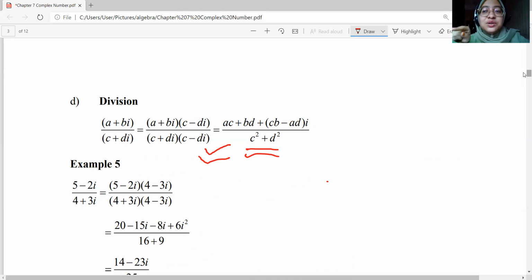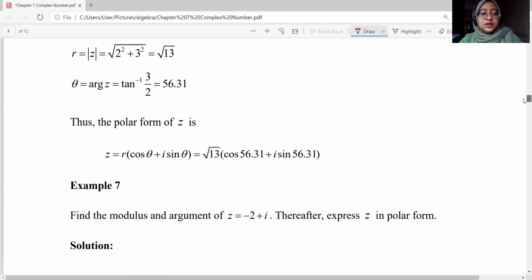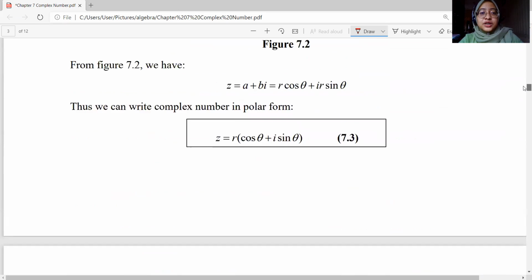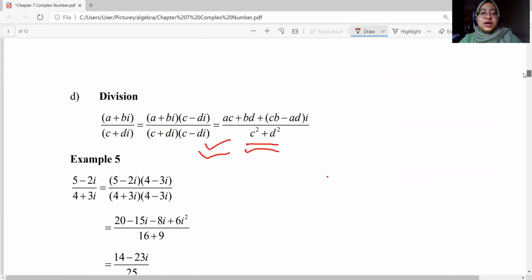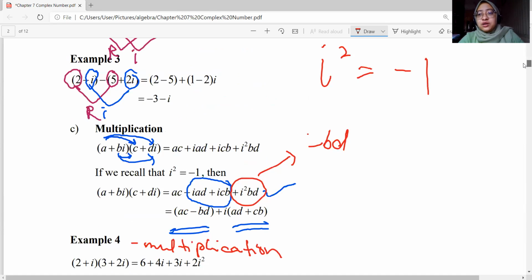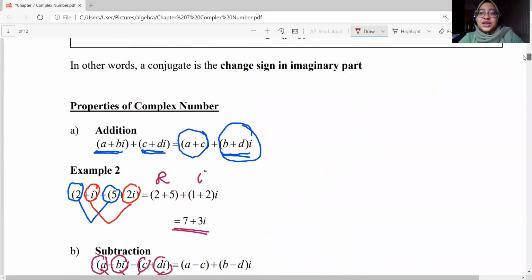So next video we will cover the next part of complex number, which is the polar form. Okay, the polar form and Euler form, which is more challenging for you, I think.